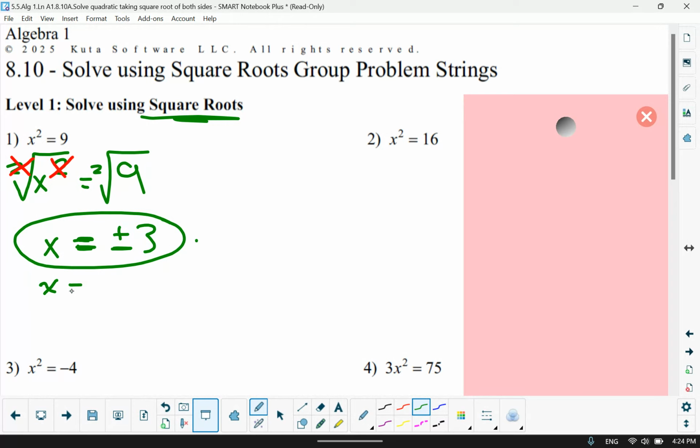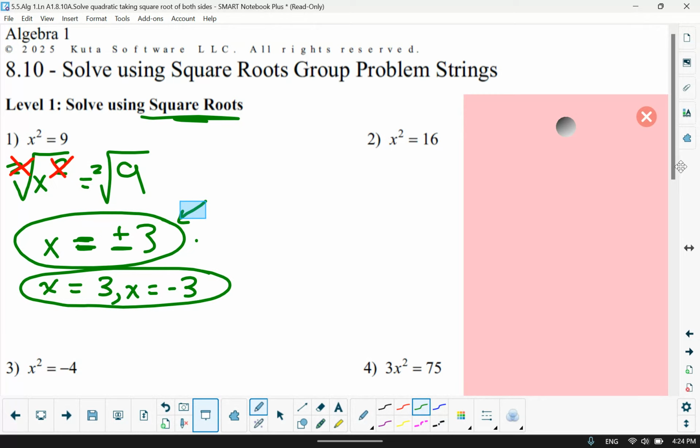However, for now, if you really want to write x equals 3 and x equals negative 3, then you may write it that way. As you can see, in mathematics, we like to be efficient. If you could just use a symbol to describe the fact that there are two solutions, go for it.